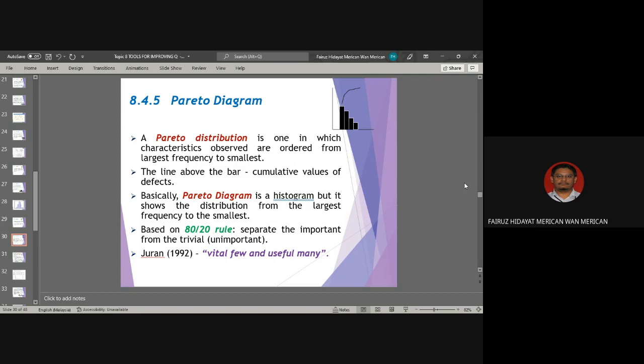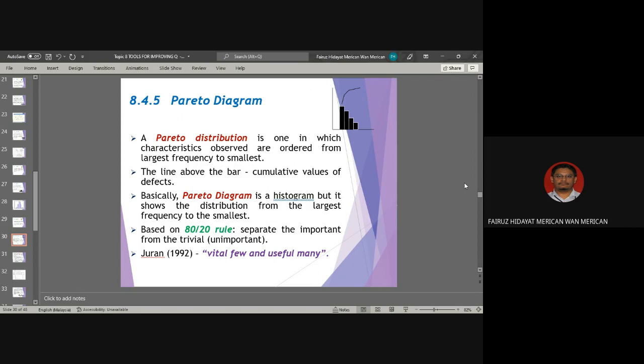And in the Pareto diagram, it has a line, okay, that runs across or above those bars. So these are the cumulative values of the defects. So the cumulative meaning the combination, the total values, the added total values of any defects or any issues of the quality and so on that is being measured by the Pareto diagram. Okay, so for each bar, they will then add the values. Okay, so you could accumulate, okay, and this will be represented by the line.